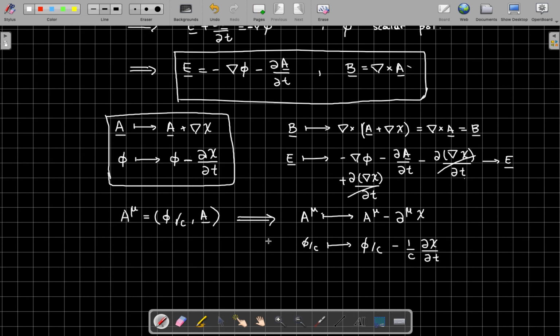And similarly, this is the 0th component, and the 1, 2, and 3 spatial components instead tell me that A maps to A plus gradient of chi, which is exactly the gauge transformation for the vector potential. So this is how I can write my gauge transformation using 4-vectors. And this is again hinting at the fact that this quantity right here should be a 4-vector.